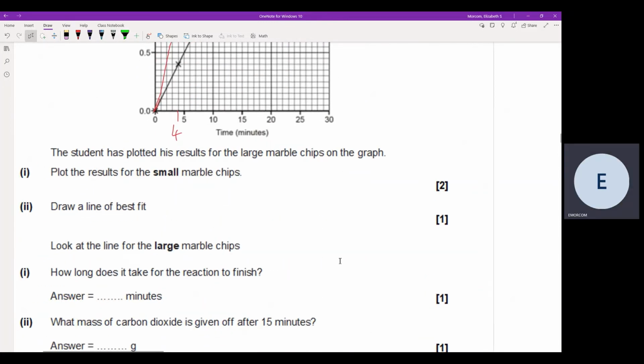So we've done part 1 and part 2. Look at the line for the large marble chips. How long does it take for the reaction to finish? Well, this means how long does it take for us to stop getting any more product?